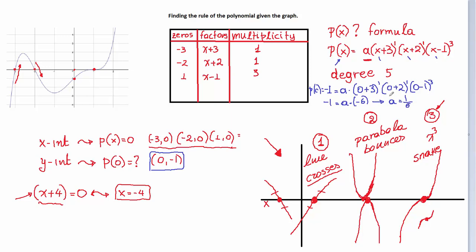So we found the leading coefficient of our polynomial and we can replace it now in the initial polynomial that we have. Instead of a, we write down the leading coefficient that we found, and this leading coefficient is 1 over 6. And this is the final rule of our polynomial. And that's the end of it.